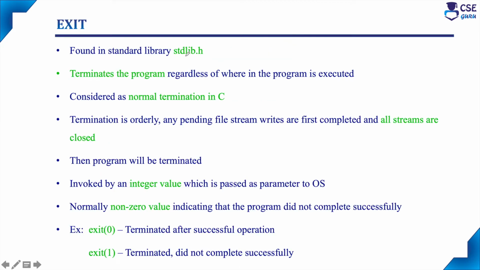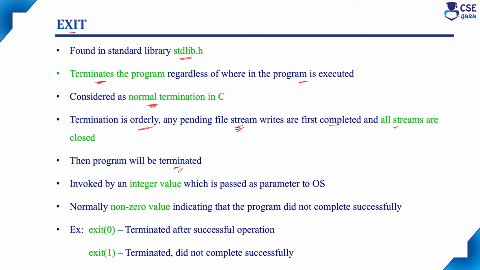The exit function is found in the standard library stdlib.h. This exit function will terminate the program immediately. It won't consider where the program was executed, and this termination is considered a normal termination. That is, if you use the exit function to terminate the program, it will be considered a normal termination in C programming. Whichever file streams are open will be closed in order. Pending file stream writes are first completed and all the streams are closed in order. After closing these opened file streams, the program automatically terminates.